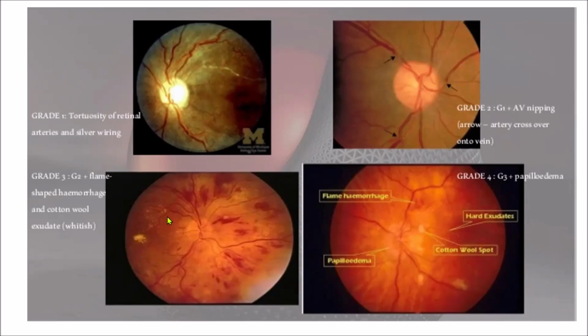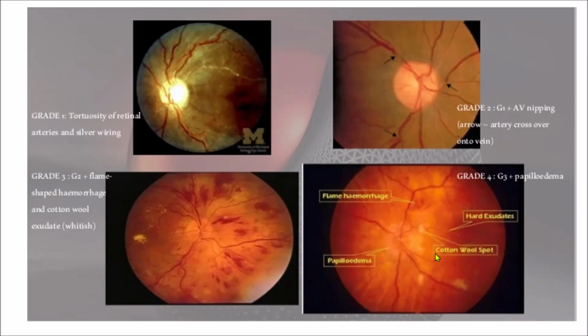These are the cotton wool spots with an irregular border. Cotton wool spot, remember. There will be some little hard exudate also, but significantly there will be cotton wool. Cotton wool means retinal infarction, damaged retina. And these are the multiple areas of hemorrhages, called the flame, flame of the fire.